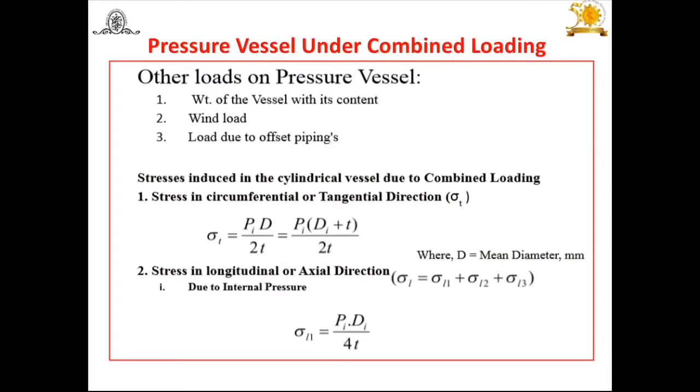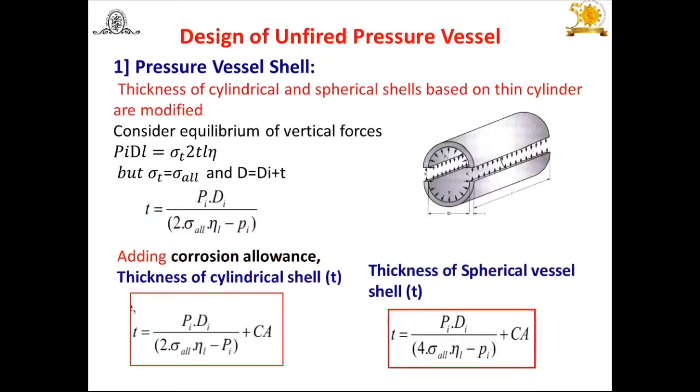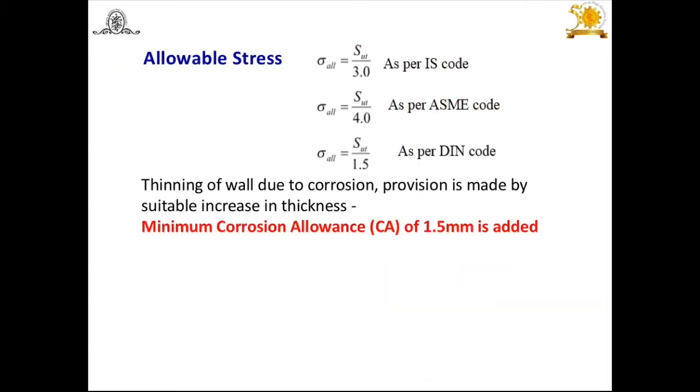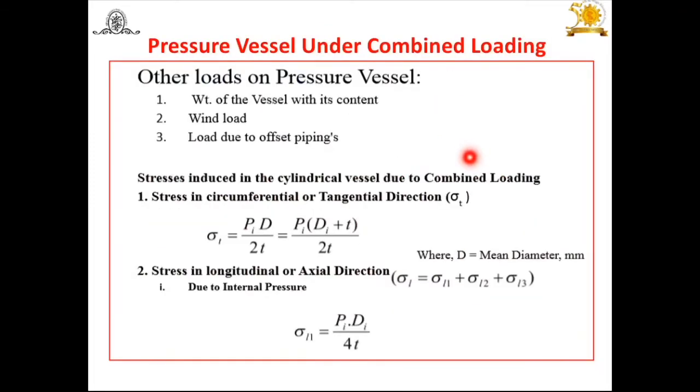Now again here, by using this expression we can find out the thickness of this cylinder and of the spherical vessel. Now, the pressure vessel is subjected to combined loading, so we have to consider these other loads on the pressure vessel while designing it. The first one is the weight of the vessel with its contents, because the pressure vessel has some thickness and the material used has some density, so the weight of that vessel we also have to consider. If it's a horizontal vessel filled with some gas or liquid, that weight also we have to consider.